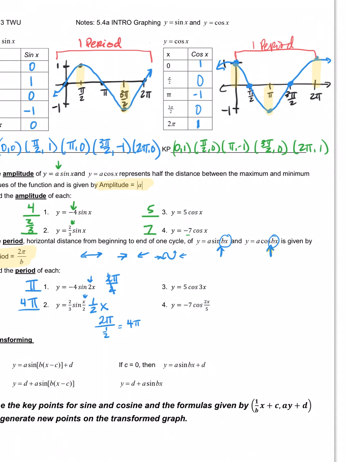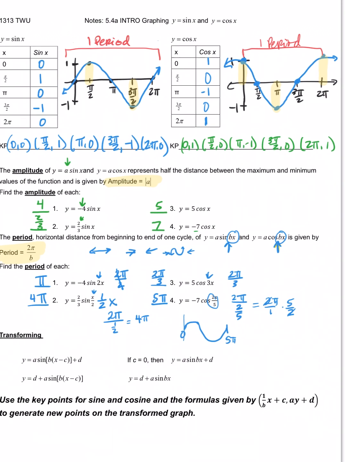Look at number 3. If b is 3, I'm going to take 2 pi divided by 3, so my period is just 2 pi over 3. Easy peasy. And then this number 4, all right, what is b? b is 2/5, so I'm going to take 2 pi divided by 2/5. And then when you divide a fraction, you keep it, change it, flip it, the 2's will cancel, and the new period length is 5 pi. Again, what does that mean? That means when I draw the full cycle, it's going to take all the way to 5 pi, from 0 to 5 pi, for one full cycle to get completed.